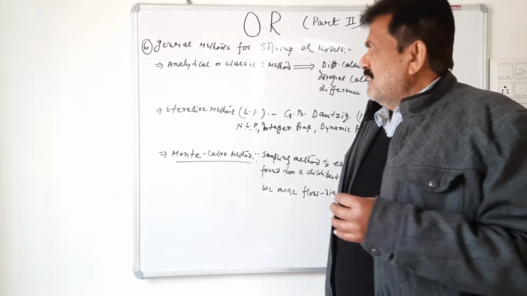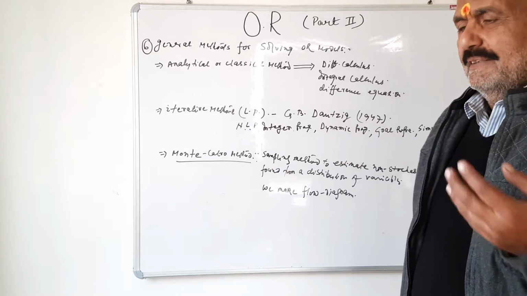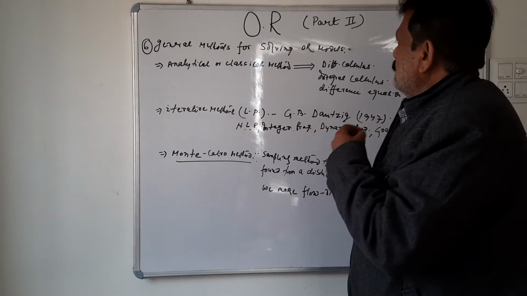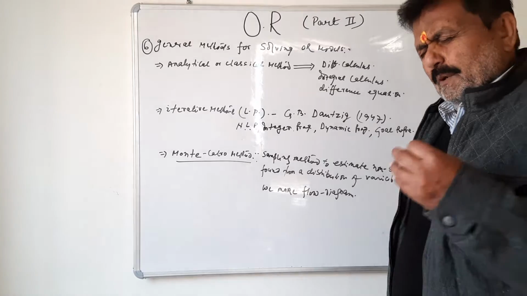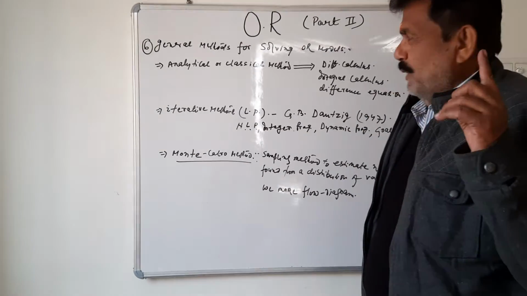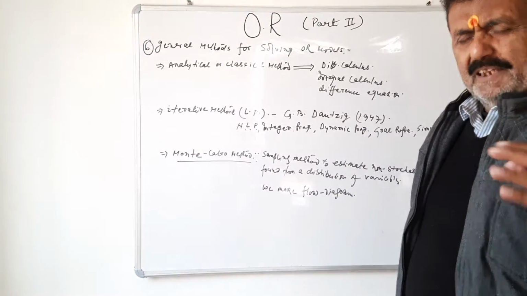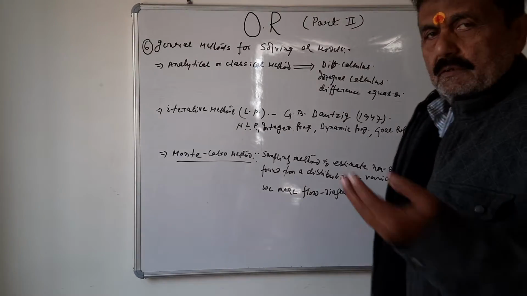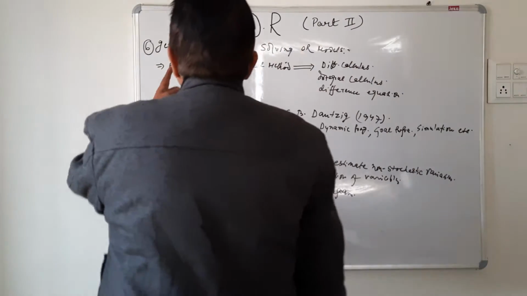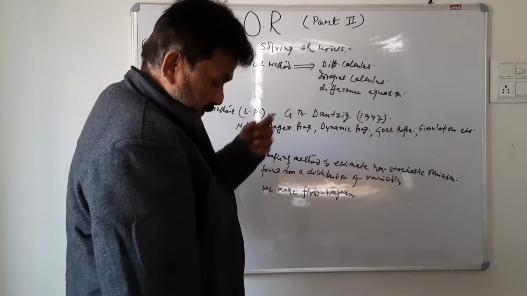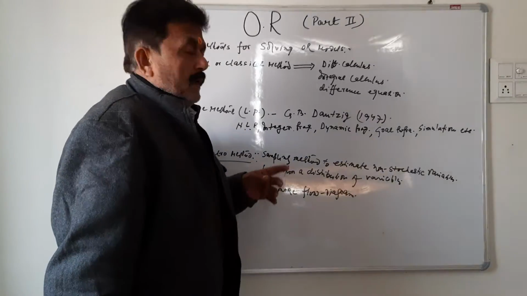In the previous class, I had started the introductory class, explaining what OR stands for. While explaining OR, I had explained 5 points. The remaining 6 points I will explain today. So it is point 6, that is general methods for solving OR models.